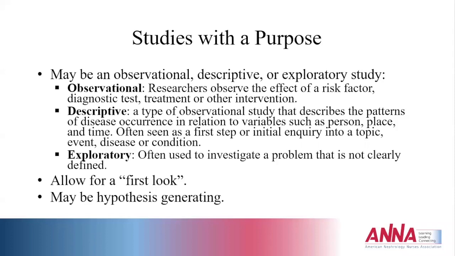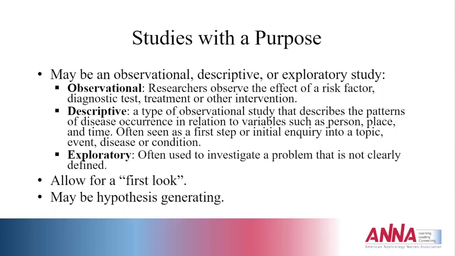And then descriptive is a type of observational study that describes the patterns of disease occurrence. So again, with the diabetic example, I might look geographically. Are more people getting diabetes in the north or the south? Describing how it occurs throughout the United States in relation to variables such as person, place, and time. Is it a particular age? That kind of thing. It's often seen as a first step or initial inquiry into a topic, event, disease, or condition.